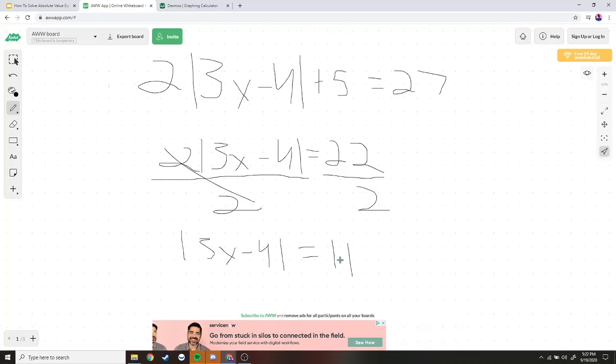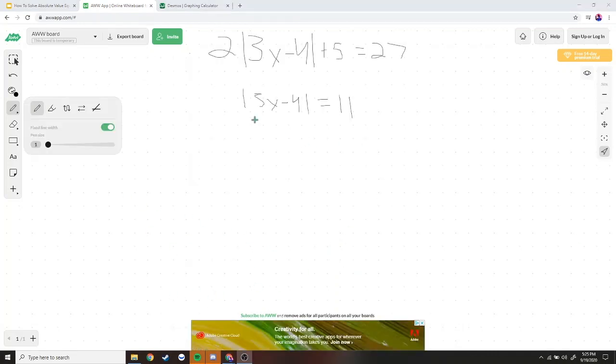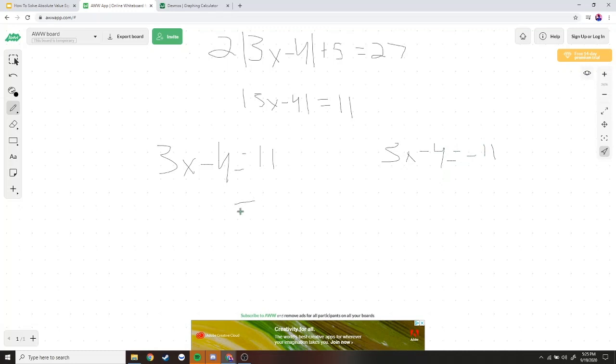Now, here is something that we can work with. Now that we have the absolute value isolated, we can just go back to our basics and solve the equation. So we're going to make it 3x minus 4 is equal to 11, and 3x minus 4 is equal to negative 11. Now, solving for this, we bring the negative 4 on the other side.